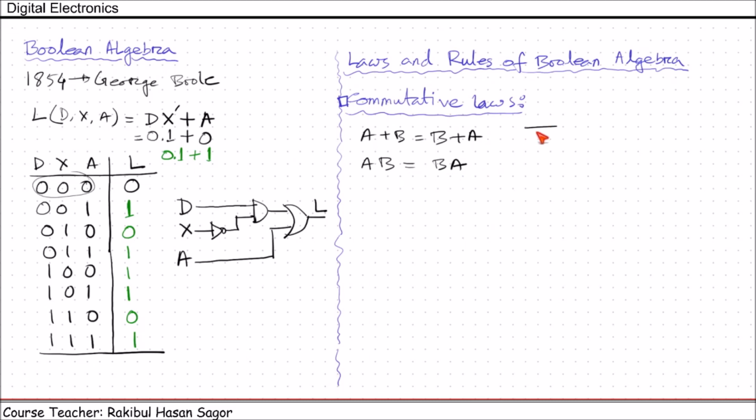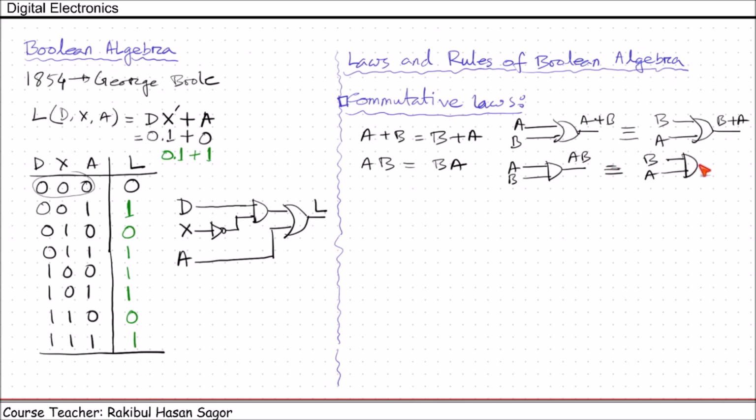So we can say A or B is equivalent to B or A, same thing. And from this law, AB through an AND gate will give us the equivalent output for BA through the same gate.